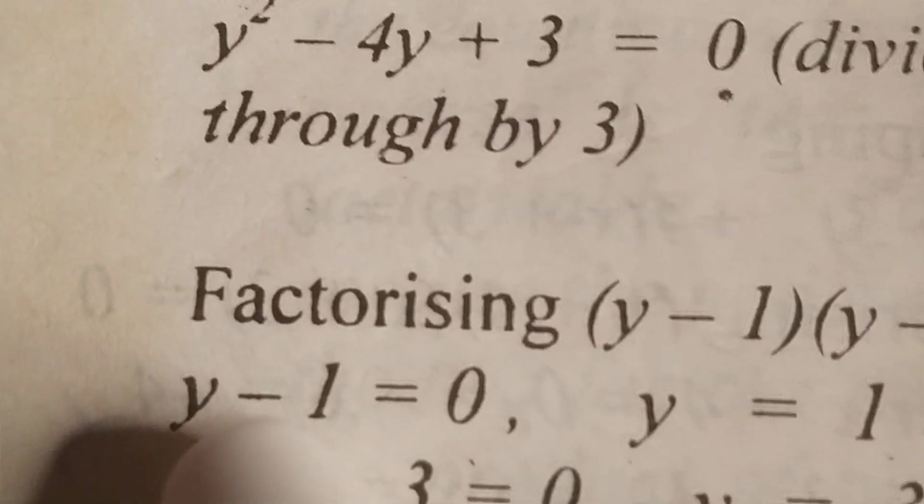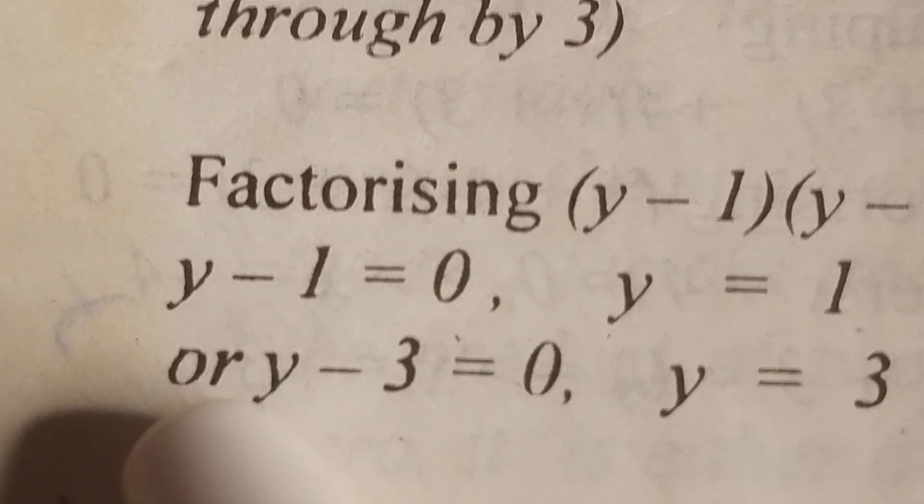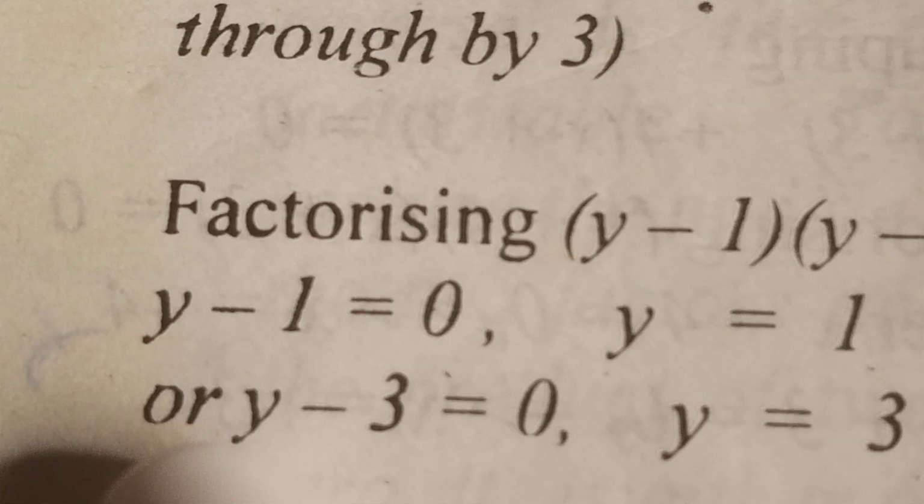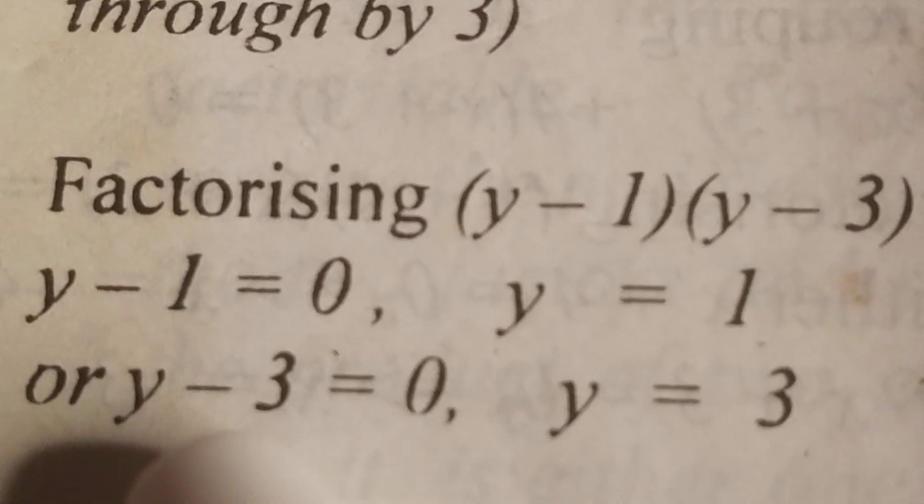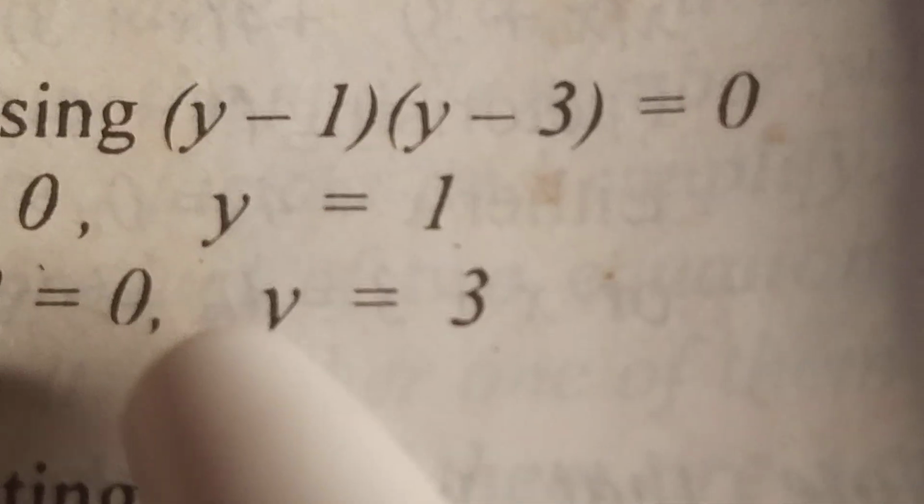Now it means y minus 1 equals 0, or y minus 3 equals 0. Here we are finding the value of y. y minus 1 equals 0 will be y equals 1, because when you cross over minus 1, it will give you 1. Then, or, on the other one, y minus 3 equals 0. So y, you cross this minus 3, this side will be 3. So we have y equals 1 and y equals 3.